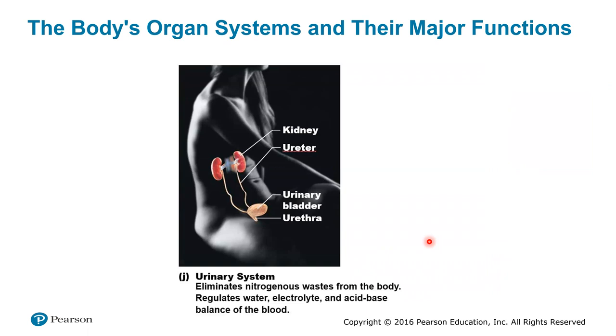Urinary system. Urinary system, another name is excretory system. It eliminates nitrogenous waste from the body. It regulates your water, electrolyte, and acid-base balance in the blood.